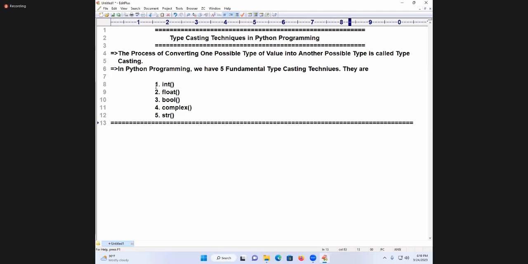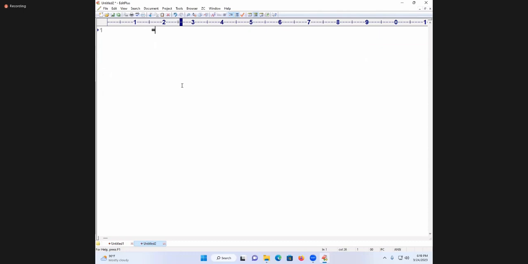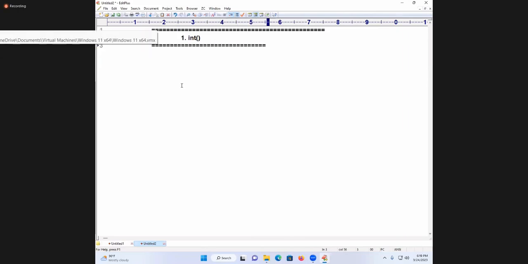First, which technique will I go for? Int of. I'll go for it. Many examples will come. It is most important in coding, students.